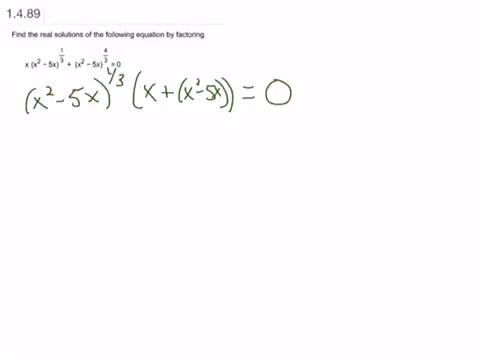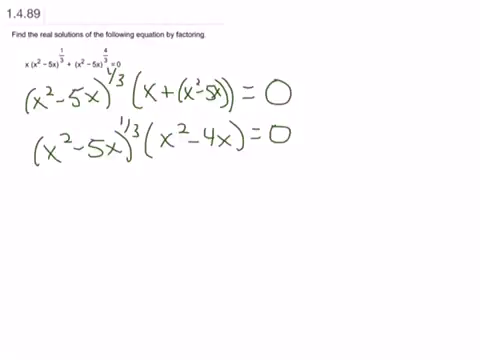Okay, now let's clean this up a little bit. So we've got x squared minus 5x to the 1/3 power. The parentheses that I put in here are a little redundant. We don't need them anymore. So let's combine our like terms, and we've got x squared, and then x minus 5x is negative 4x equals 0. At this point, we've got two factors that multiply together to equal 0, so let's continue by setting our factors equal to 0.